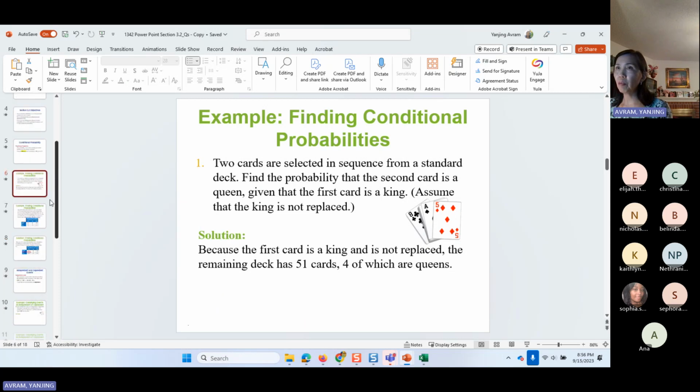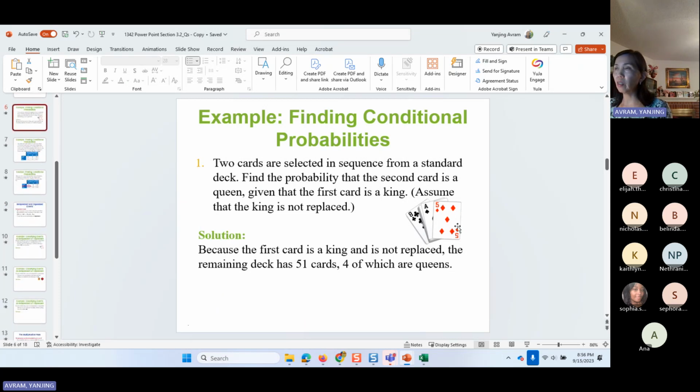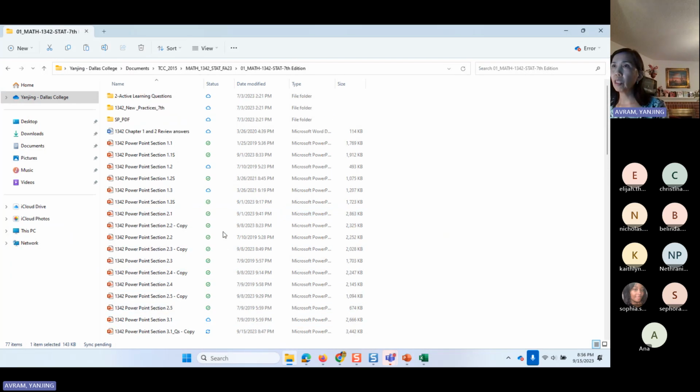In this chapter, you have to read the question very, very carefully. Two cards are selected in a sequence from a standard deck. So what is a standard deck here? A standard deck usually doesn't include jokers. Some people say, I never play cards, do I have to do this kind of question? The answer is yes.